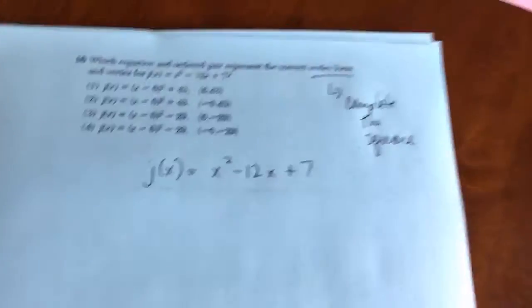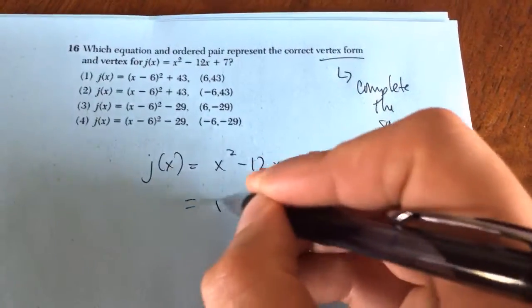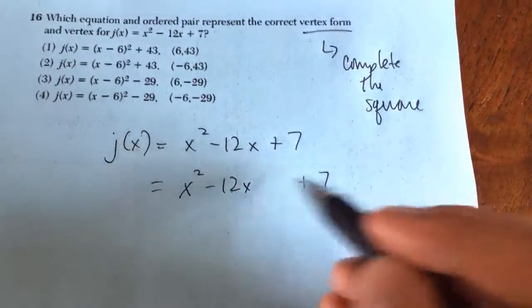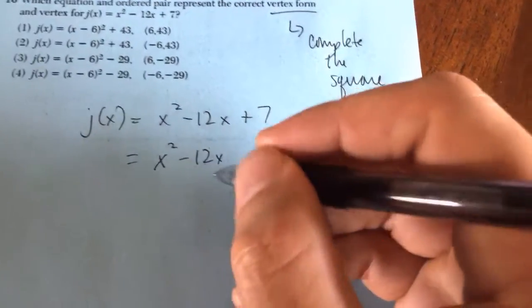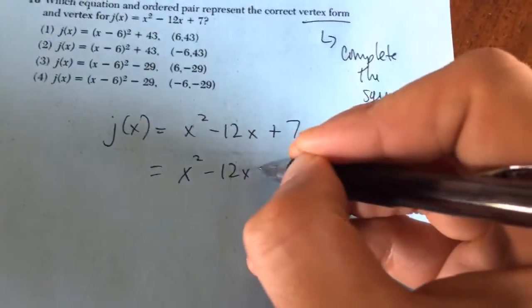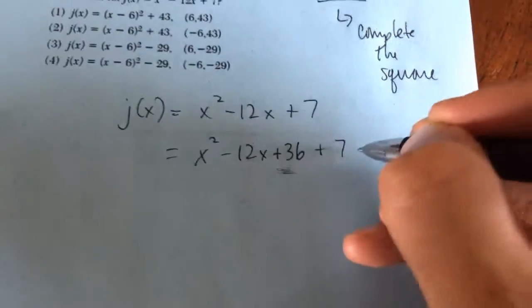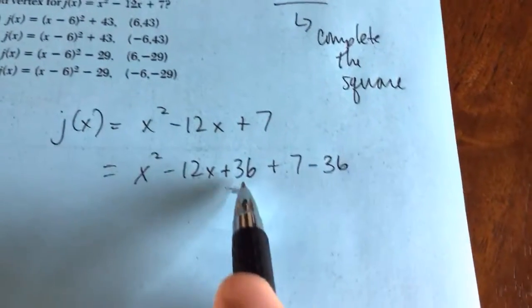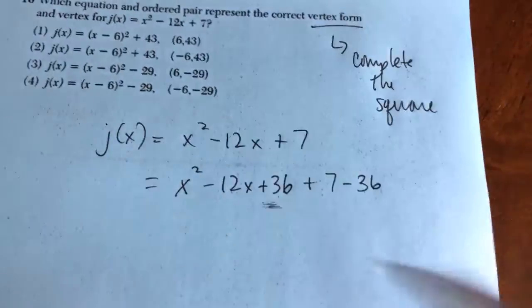Number 16 is asking for the correct vertex form. We want to complete the square. So what I want to do here is I just want to move this 7 over. Okay, all I did was just move it over, left this blank spot. I'm going to take half of 12 and I'm going to square it. Half of 12 is 6 and I'm going to square it. I'm going to put in 36. Since I'm adding 36, I also have to subtract 36 on the same side. Because think about it, 36 minus 36 is 0. I didn't change the value of this line.